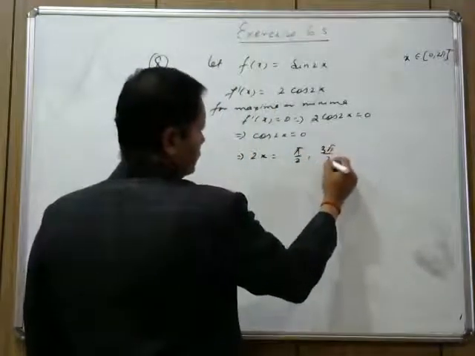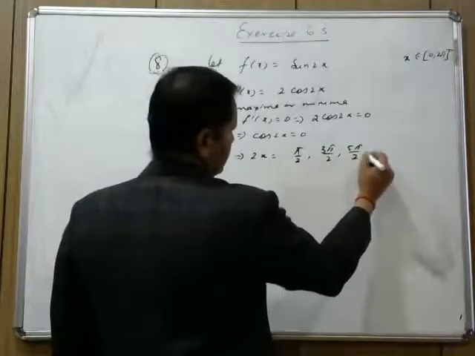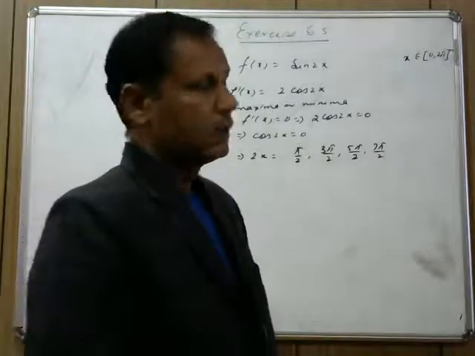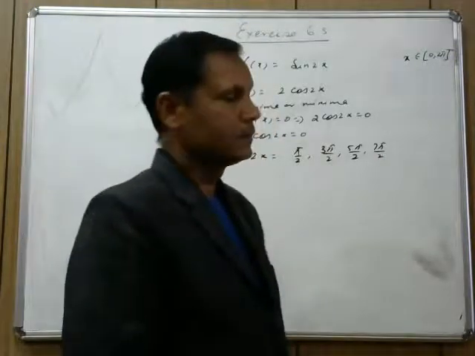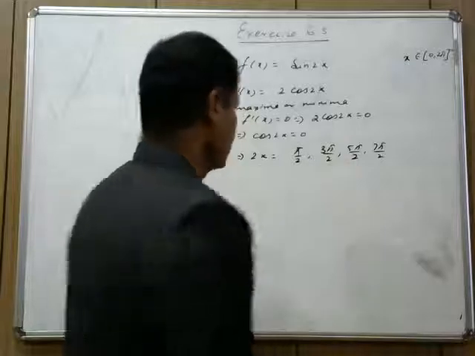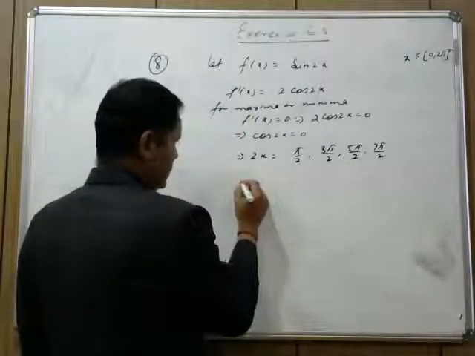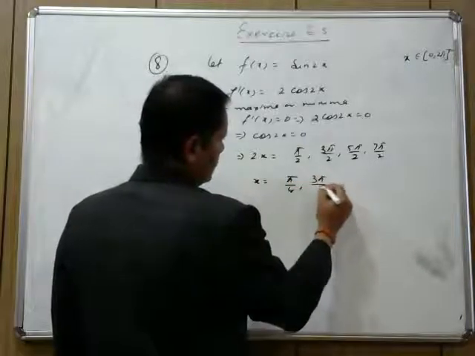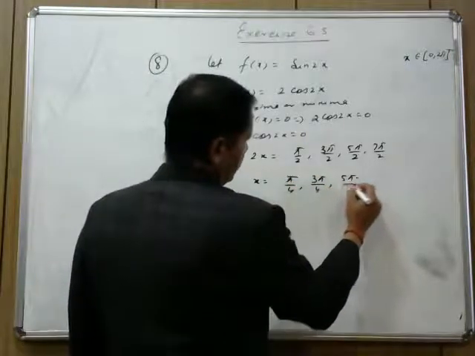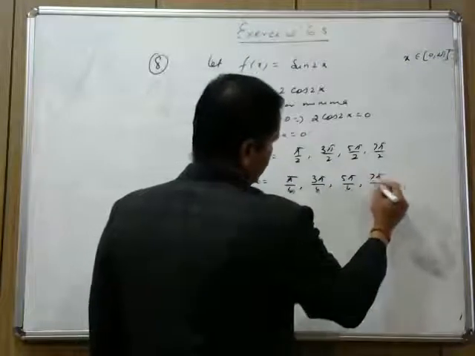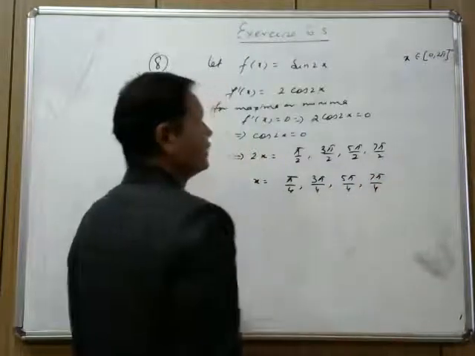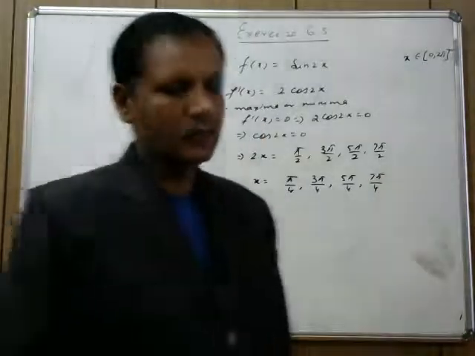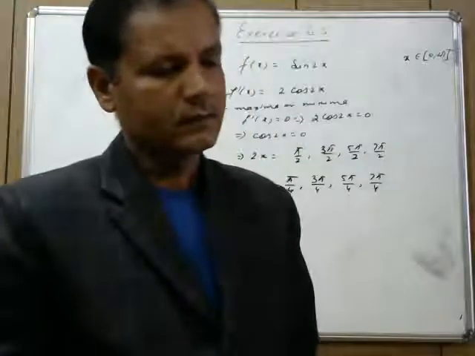3 pi by 2, 5 pi by 2, 7 pi by 2, 9 pi by 2. That is the value of 2x. When 2x is equal to this, it means x is equal to pi by 4, 3 pi by 4, 5 pi by 4 and 7 pi by 4. And all these values lie in the interval 0 to 2 pi.